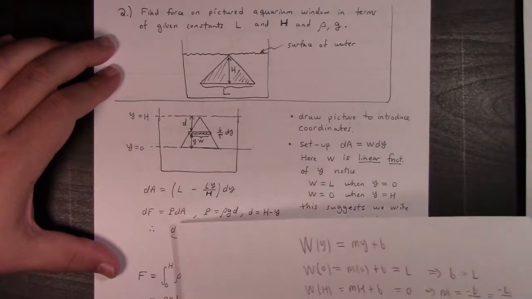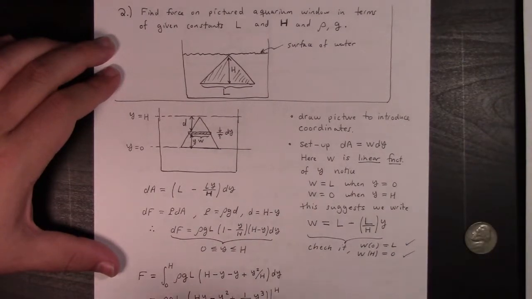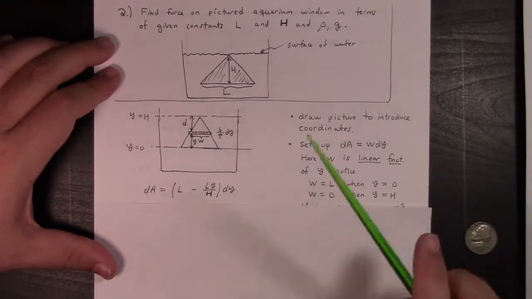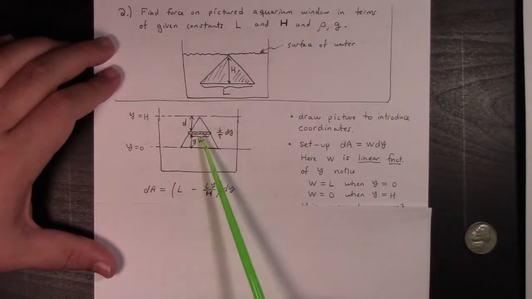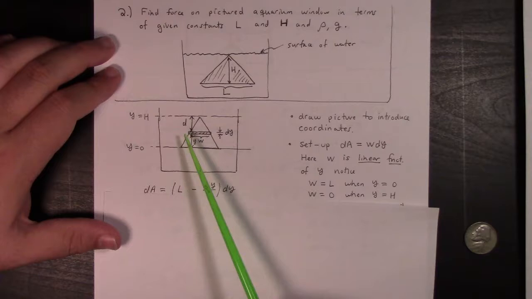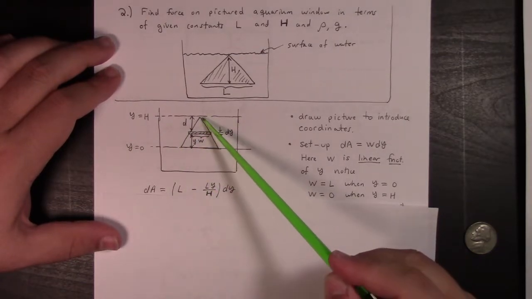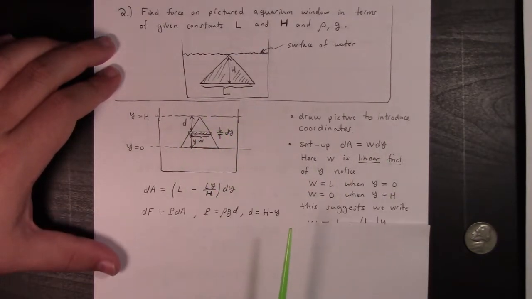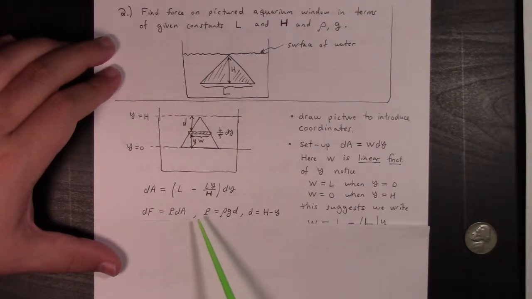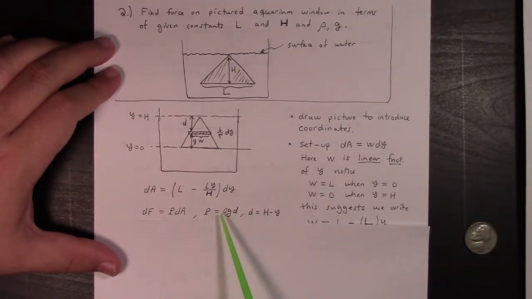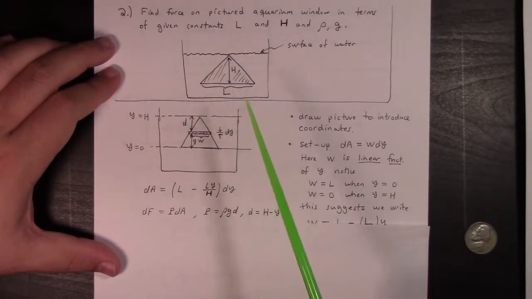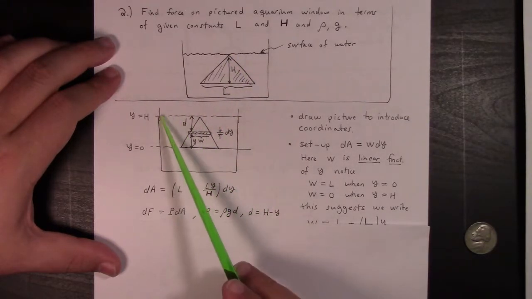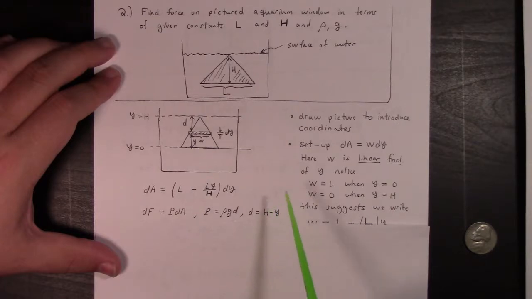Anyway, setup aside, let's continue on here. So my dA is w dy, which is this. This one's a little bit more interesting because the dA is a function of y, right? It's biggest down here and it's 0 up there. dF is pressure times dA, which this time the depth is equal to what? It's equal to h minus y, right?